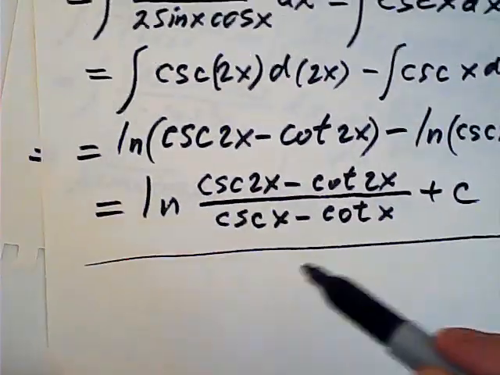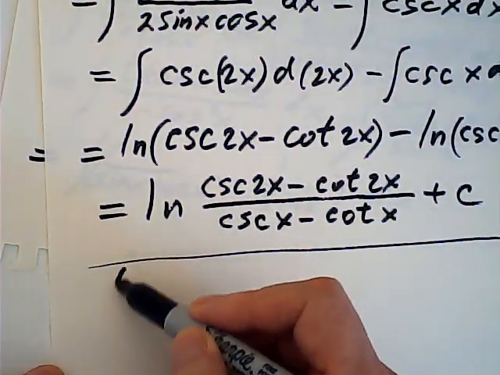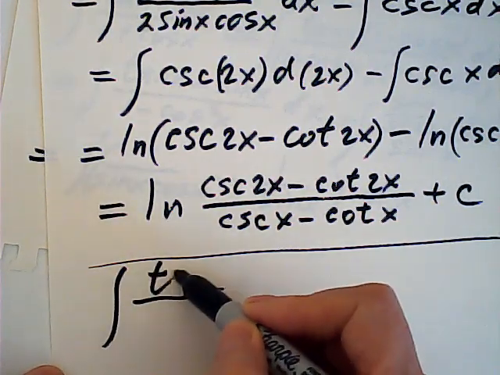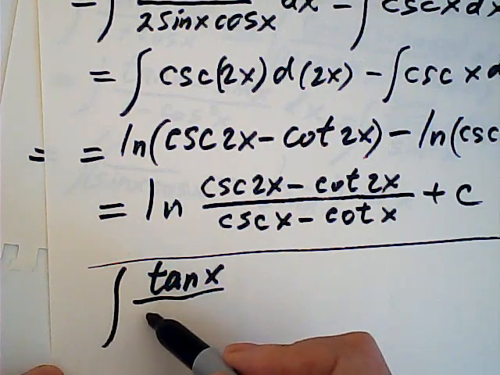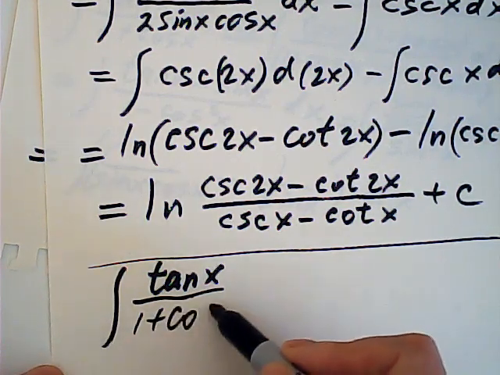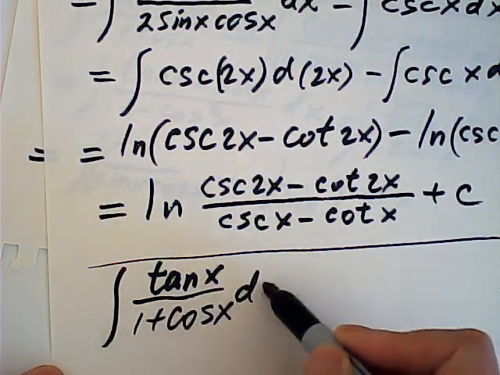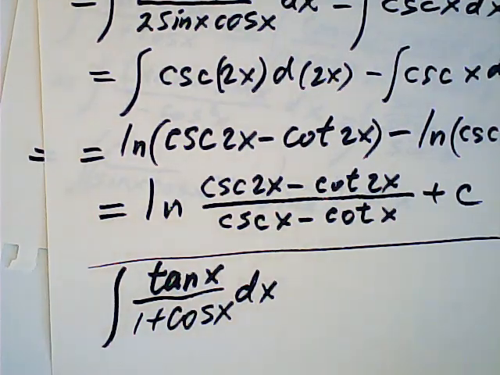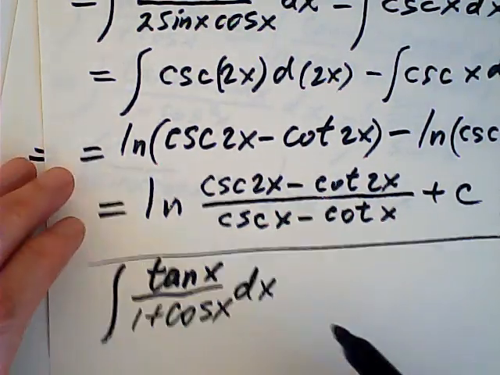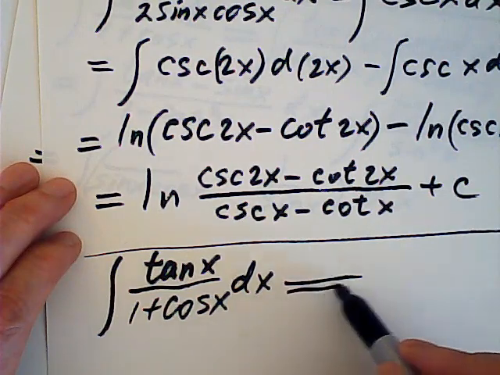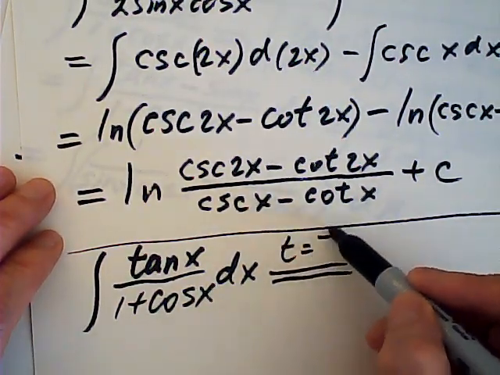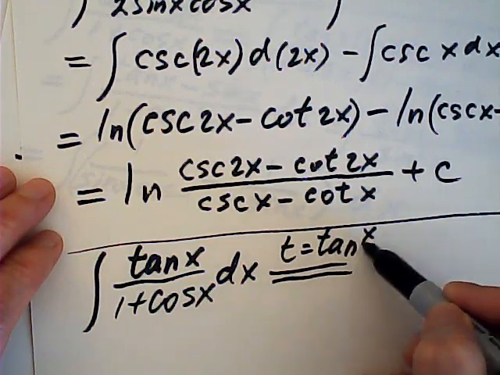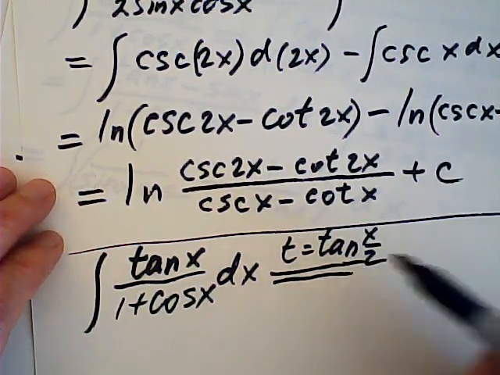The fourth method, this is tangent x dx over 1 plus cosine x. Now I'm using this method, right? Let t be tangent half x.